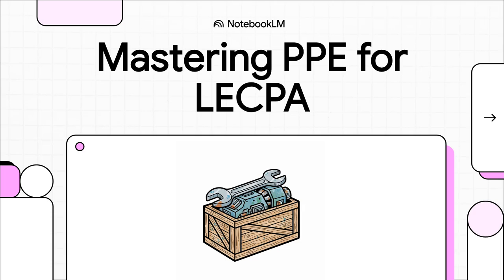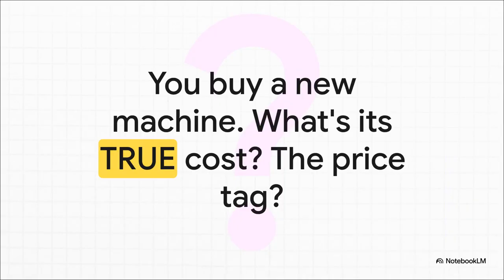We're about to tackle one of the biggest, trickiest topics on the LPA, property, plant, and equipment. Specifically, we're going to master how to measure it from day one and absolutely nail those special acquisition questions they love to throw at you. So let's picture this. You buy a new machine for your company. You've got the invoice, you see the price tag, but is that the number that goes on your financial statements? The short answer, no way. Getting this right is the foundation for every single PPE problem you'll face.